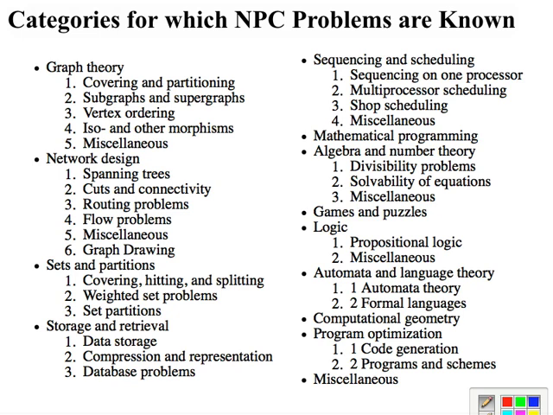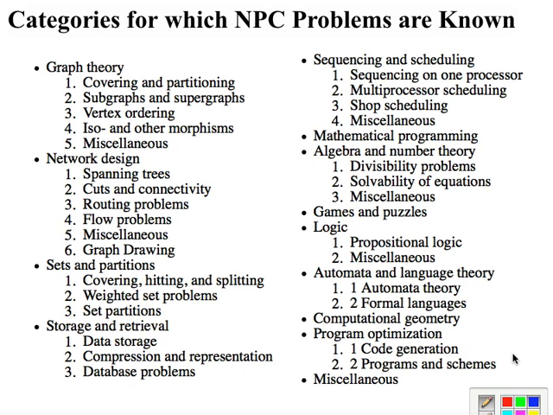Well, let's wrap this up by noting that there's a huge number of problems that are NP complete. Here are some categories of problems for which we know NP complete problems. Besides graph theory, there are problems in network design, which includes some spanning tree and flow problems. There are problems with sets, storage and retrieval, compression, sequencing and scheduling, optimizing certain kinds of scheduling using resources, and mathematics and algebra, even games and puzzles, logic, automata and language theory, computational geometry, and program optimization, and various other problems.